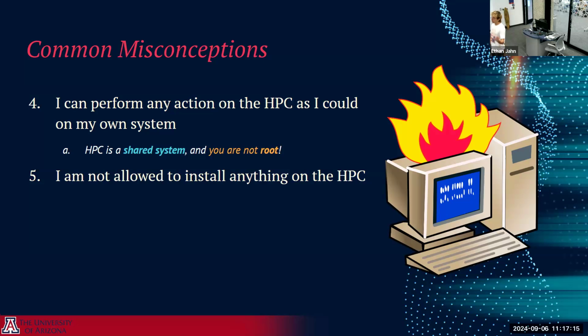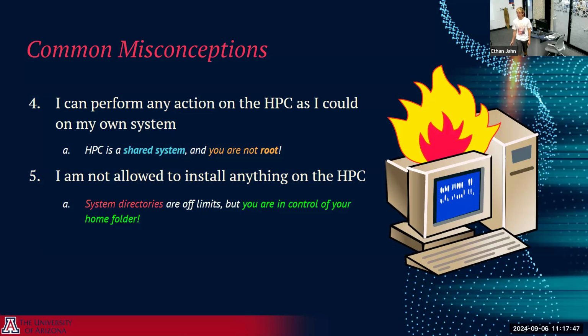Another common misconception, sort of the inverse of the last one, is that I'm not allowed to install anything on the HPC. On the contrary, you are allowed to install things on the HPC. You're just only allowed to install them in the directories that you have access to. On your personal laptop, when you install something, it might go into system directories. You're not able to access system directories on the HPC, but you would still be able to install things in your home directory or something else. So again, system directories are off limits, but you're in control of your home folder. If you have some program on GitHub that you want to download and compile, you can certainly do that in your home folder.